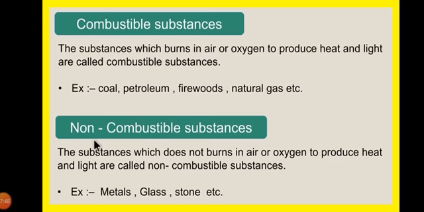Okay, what are non-combustible substances? If we talk about combustible and non-combustible substances, the substances which burn in air and oxygen to produce heat and light are combustible, while those which do not burn in air or oxygen to produce heat and light are non-combustible. For example, metals, glass, stones, cement, concrete, all these substances which are not going to burn in air to produce heat and light are non-combustible substances. So this was the very first part of this topic.